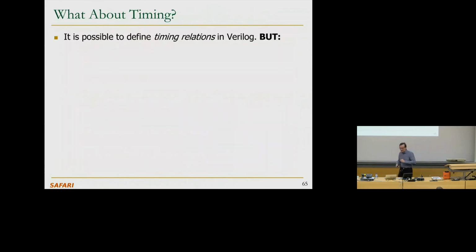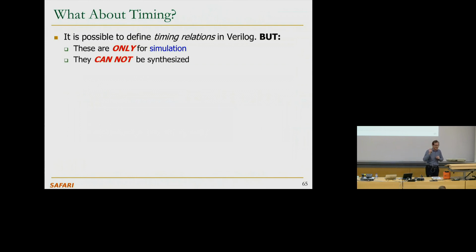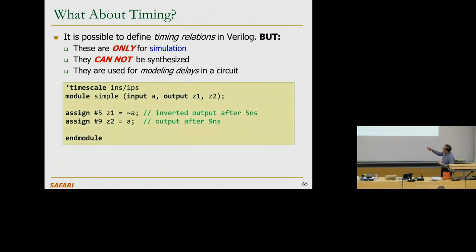Okay, what about timing? We're going to talk about timing. You can possibly define timing relations, but these are only for simulation. They cannot be synthesized. We will see that. Timing is the subject of tomorrow. But these are used for modeling delays in a circuit. So for example, you can assign a time scale, say that this takes 1 nanosecond, and then this statement takes effect after 5 nanoseconds, after 5 time steps.